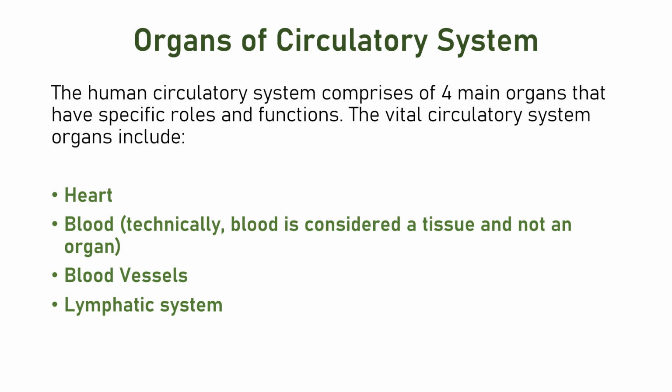Now organs of the circulatory system. We have four main organs of the circulatory system. Heart. Blood is technically not an organ, it is a fluid connective tissue, right? But it is definitely a very important part of the circulatory system. Then we have blood vessels, right? And then the lymphatic system.